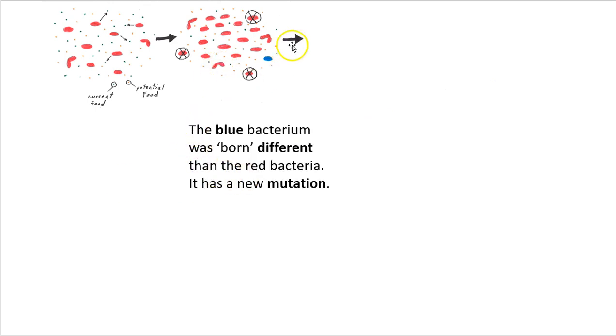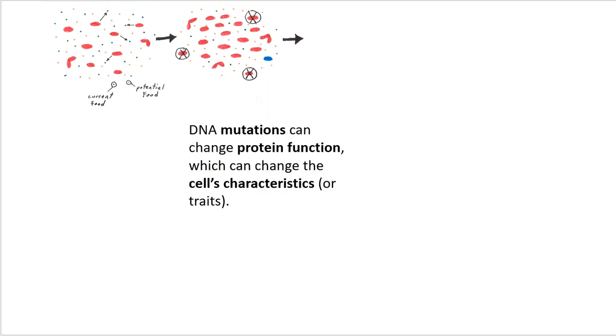Now notice then, in this second generation here, we have a blue bacterium. And the blue bacterium was born different than the red bacteria. It has a new mutation. DNA mutations can change protein function, which can change the cell's characteristics or traits. So while we're indicating it as being blue, and that is a difference than red, there are other differences as well that will be more significant.